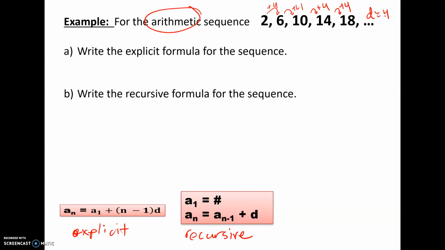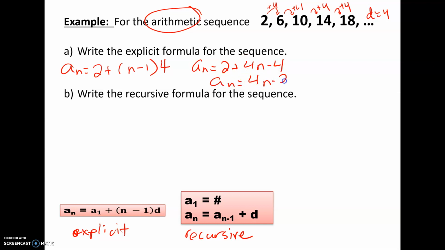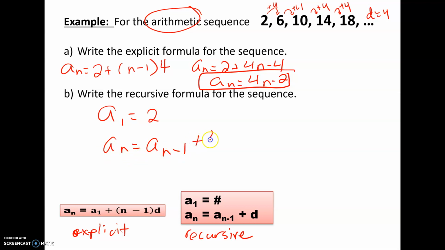So then I just go to my formula and I say a sub n is equal to a sub 1, which is 2, plus n minus 1 times 4. So a sub n, I distribute: 4n minus 4. So a sub n is equal to 4n minus 2. There's my explicit formula. For my recursive formula, I always write my first term, which in this case is 2. And then a sub n is equal to a sub n minus 1. You leave those there because it's supposed to be speaking generally. Let me put plus our common difference, which is 4.